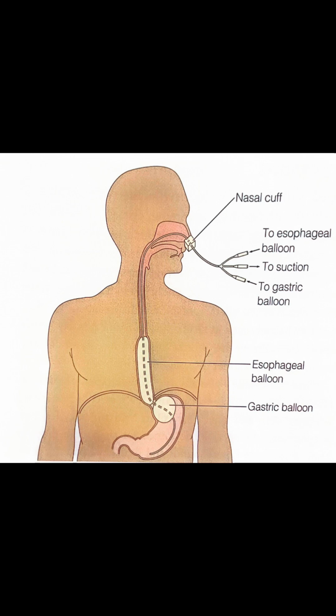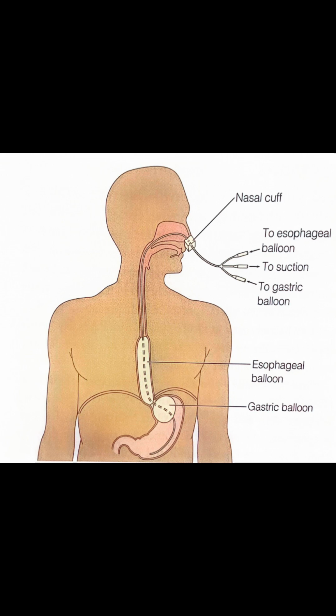25 to 45 millimeters pressure, that is what we use. So if a question comes in NCLEX asking which of the following is the pressure used in the Blakemore tube, and you see 10 millimeters of mercury, you see 80 millimeters of mercury, those are not correct. The correct answer is 25 to 45 millimeters of mercury. That's the pressure.